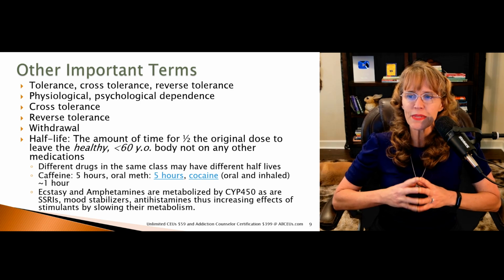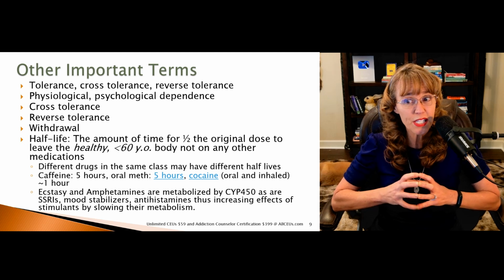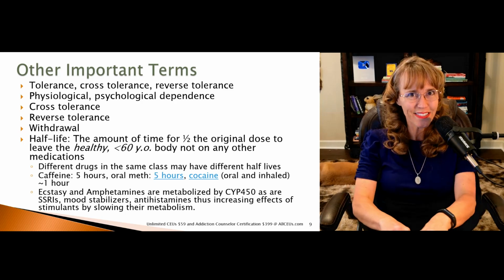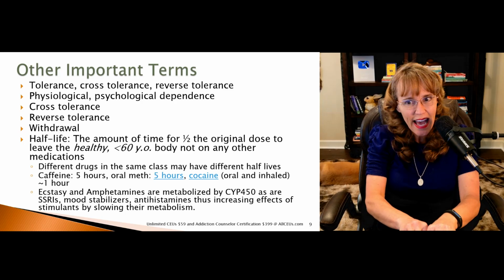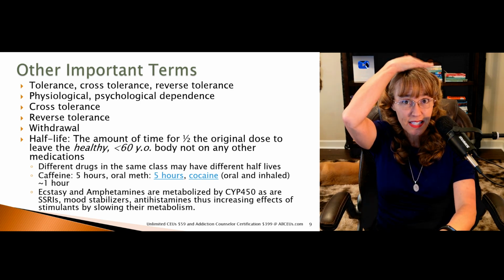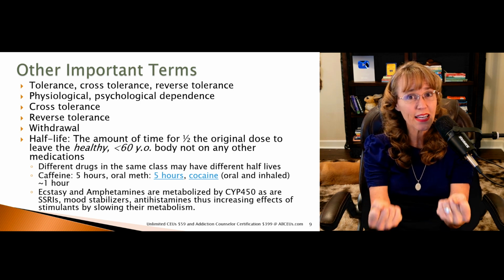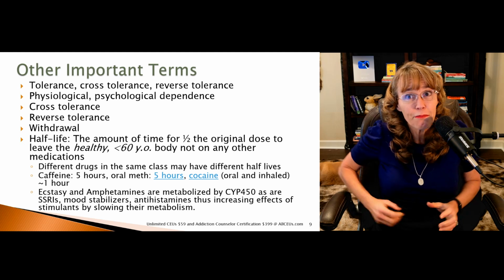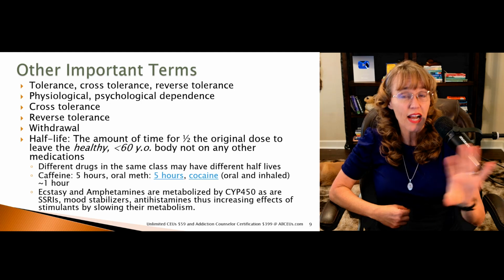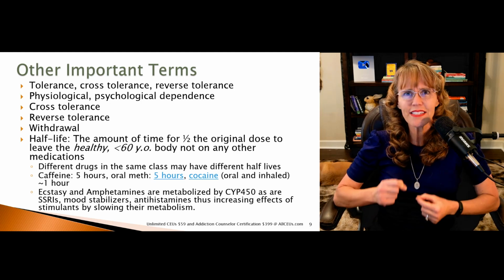Ecstasy and amphetamines are metabolized by cytochrome P450, as are SSRIs, mood stabilizers, antihistamines, and a whole list of other drugs. That's important because that means that the caffeine may be having a stronger impact on the fight or flight system than we're recognizing, because they're competing for those breakdown hormones. Caffeine may take longer to get out of the body because the body's trying to get the SSRIs metabolized first. And we want to be cognizant of that.